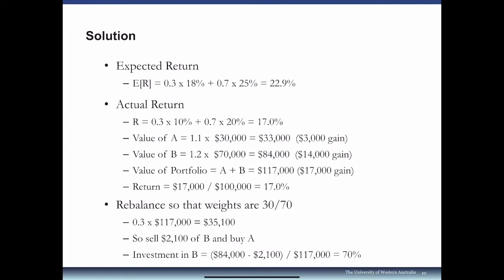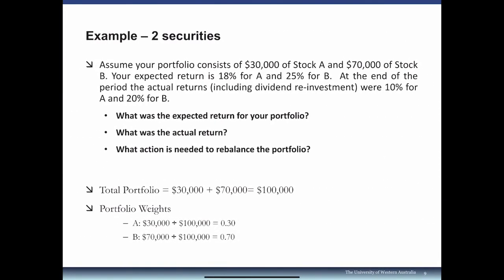In a nutshell, rebalancing happens when one of them outperforms the other in a relative sense. But let's say A is expected to go up by 18% and B by 25%, and even if the realized return is the same, meaning the actual return for A is 18% and for B 25% as well, you still have to rebalance. Why? Because they are growing at different rates, which means the weights will be slightly different.